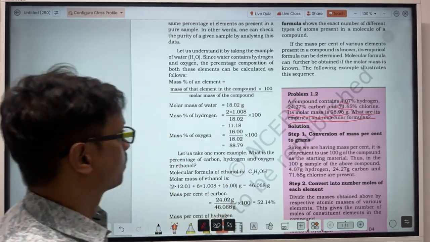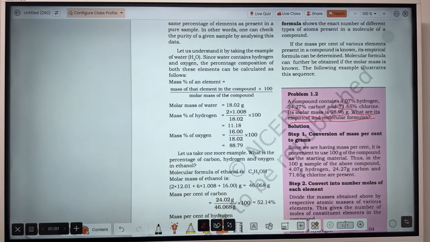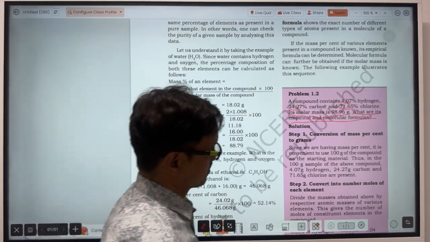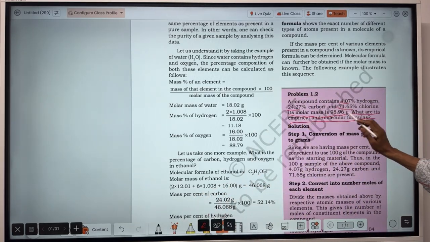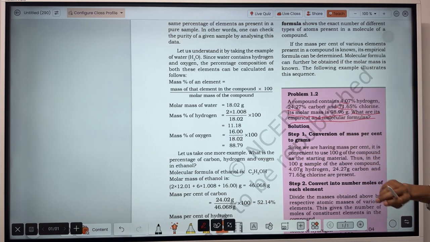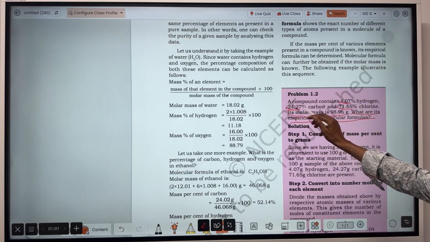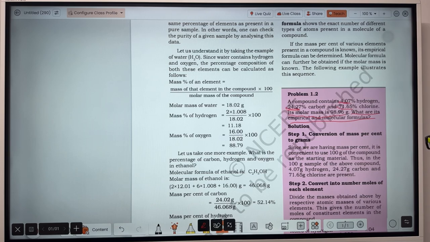So let's see here. The percentage composition is given. That means if the total weight of that compound is 100 gram, then the weight of hydrogen will be 4.07 gram, the weight of carbon will be 24.27 gram, and the weight of chlorine will be 71.65 gram.